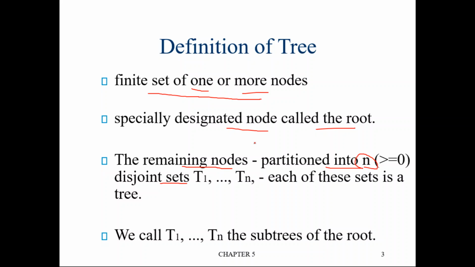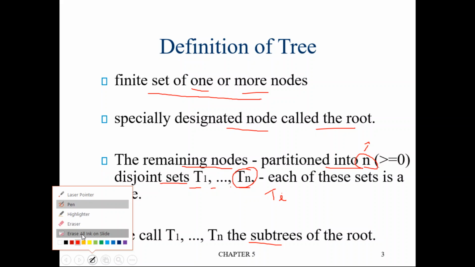The remaining nodes in the tree can be partitioned into n disjoint sets. So not one set, n sets. What are the disjoint sets? T1, T2, T3 up to Tn, where each Ti is a tree, or you can call it a subtree of the root node. What does it mean?